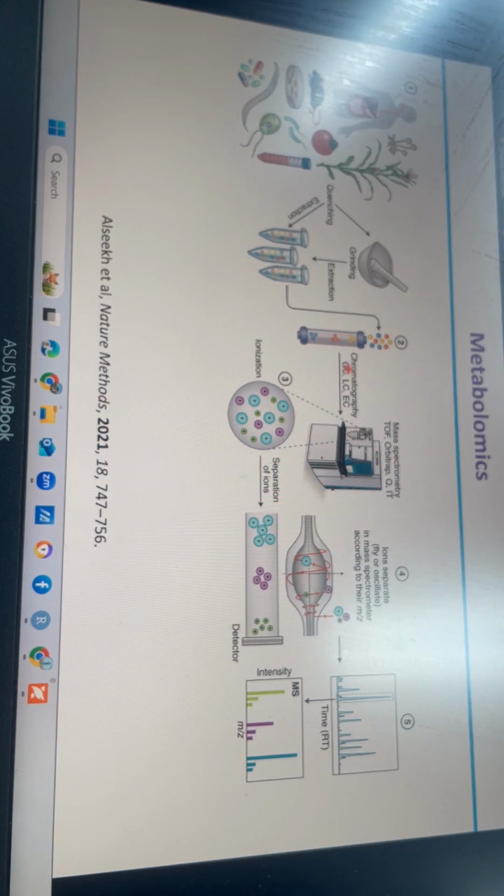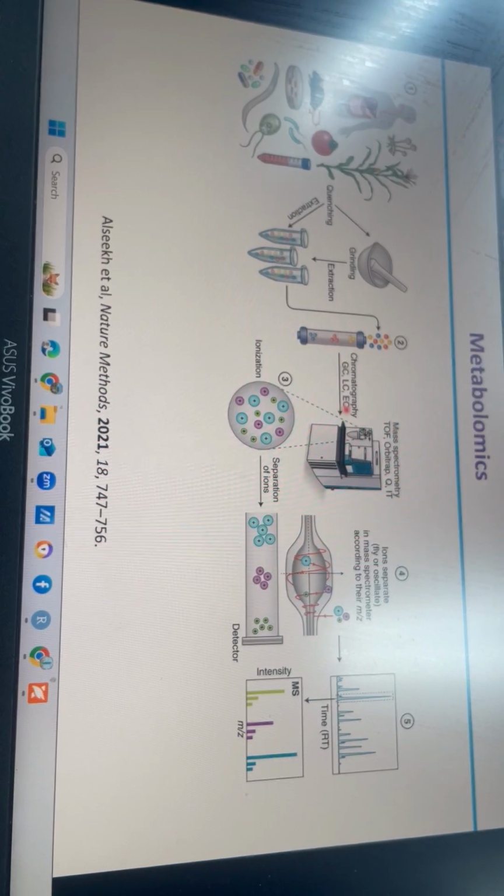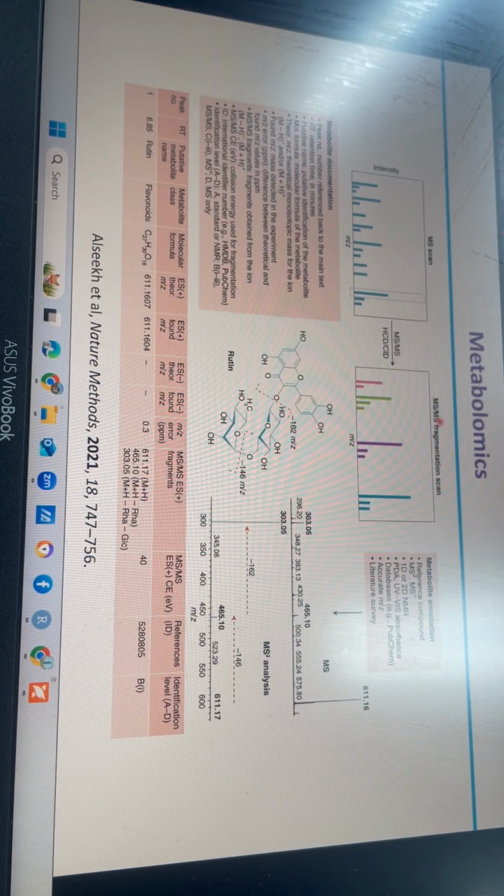You can also use GC, another technique for separation, but eventually you need to use mass spectrometry to detect all the metabolites that you extracted. Okay. So there is a lot of mass spectrometry.